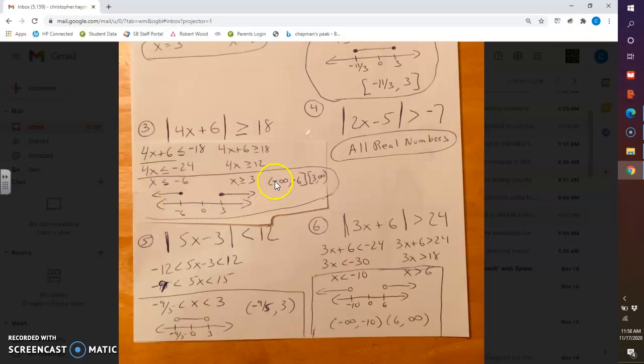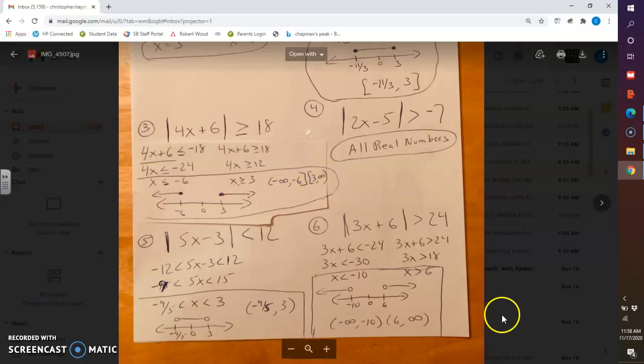In set notation, it's always a parenthesis around the infinity. But when it's greater than or equal to, we bracket the number. So parenthesis, negative infinity, negative 6, bracket, and then bracket 3, infinity, and then parenthesis. Remember, infinities always get a parenthesis. If it's greater than or equal to, just like a less than or equal to, the numbers get brackets.